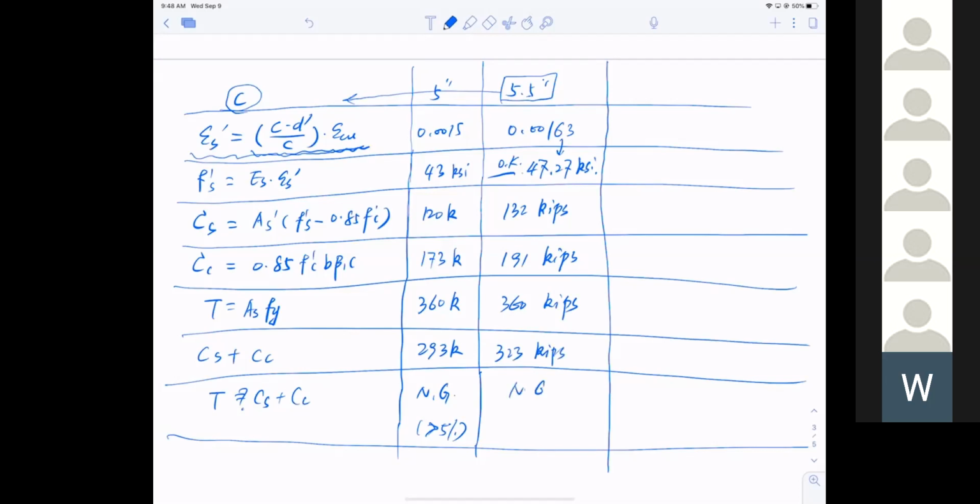So this is no good, okay? And this is no good, okay? And the error is about 10%, so it's bigger than 10%, so not good. So as I was frustrated, I said, okay, one more try, right? Let's try 6 inches.